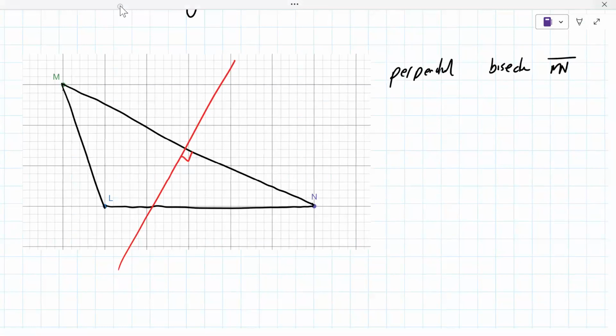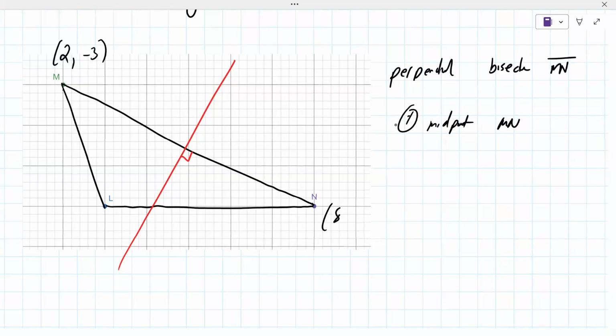So there's a set of steps here to follow. The first is to determine the midpoint of MN. I'm going to give you those points here: M is 2 comma -3, and then N is 8 comma -6. Go ahead and find the midpoint between those, please.